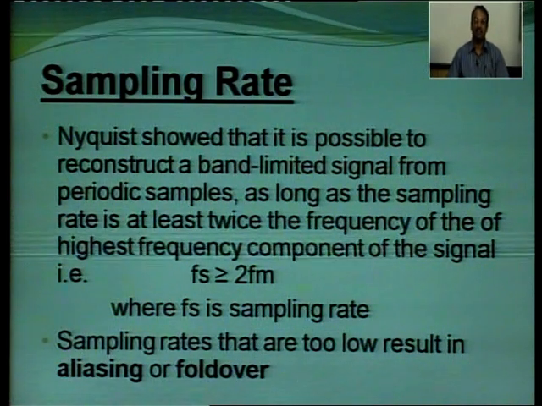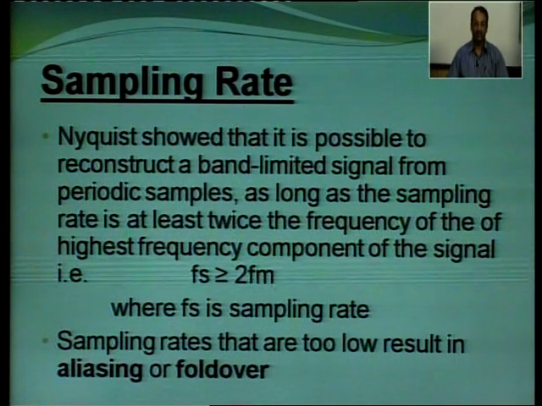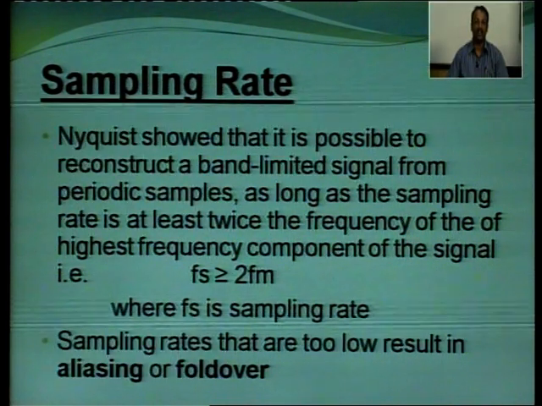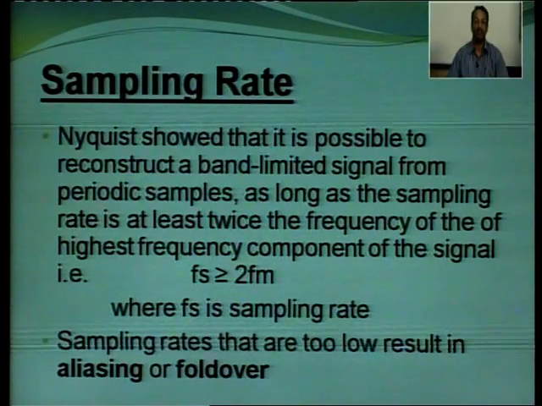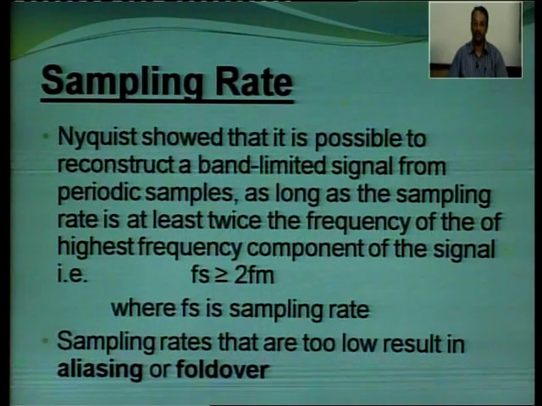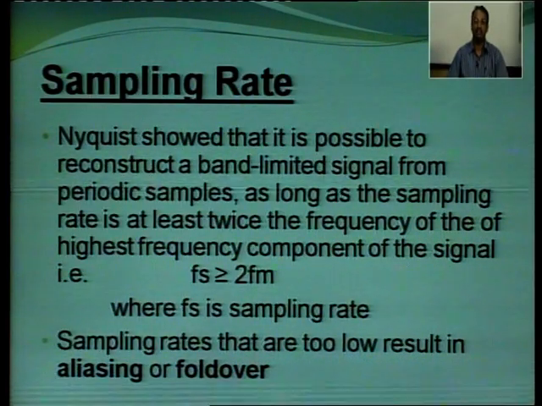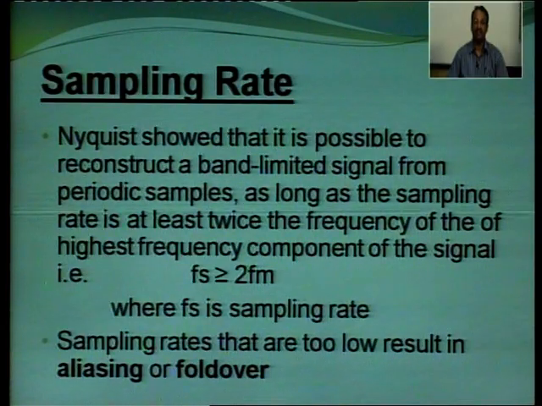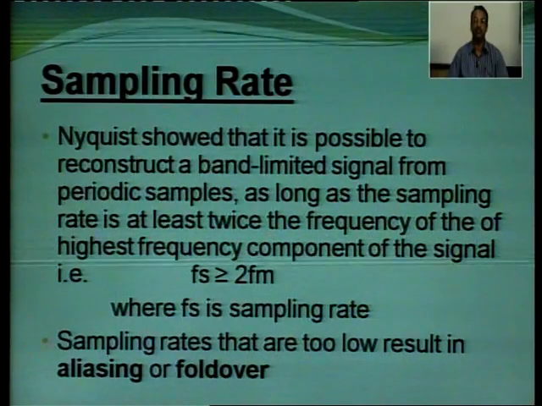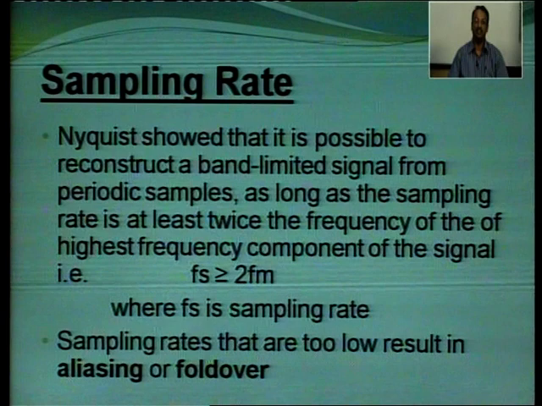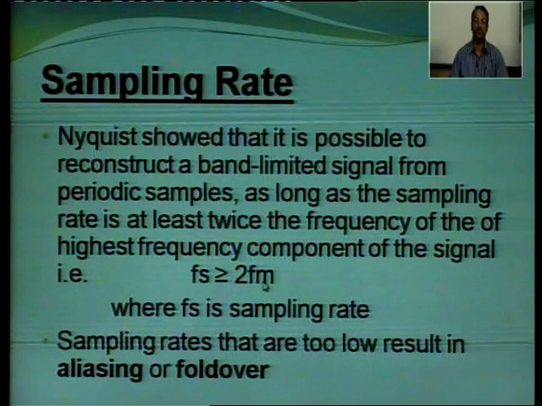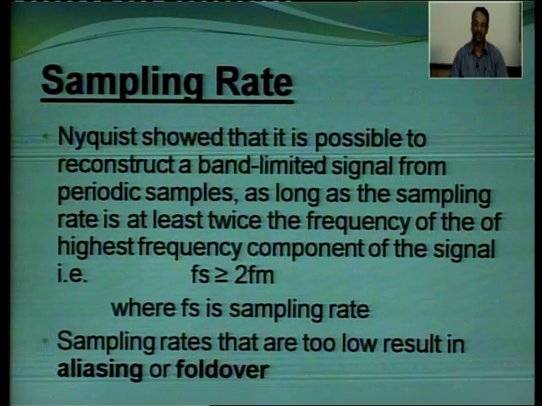ਸੈਂਪਲਿੰਗ ਕਰਨ ਤੋਂ ਪਹਿਲਾਂ ਇੱਕ criteria ਹੈ, that is sampling rate. Nyquist showed that it is possible to reconstruct a band limited signal from the periodic samples. ਜੇ ਵਾਪਸ ਸਿਗਨਲ ਨੂੰ reconstruct ਕਰਨਾ ਹੋਵੇ ਤਾਂ ਉਹ ਤਾਂ ਹੀ possible ਹੈ as long as the sampling rate is at least twice the frequency of the highest frequency component of the signal. So sampling rate Fs should be greater than or equal to 2 times Fm. Fm is the highest frequency of the signal.